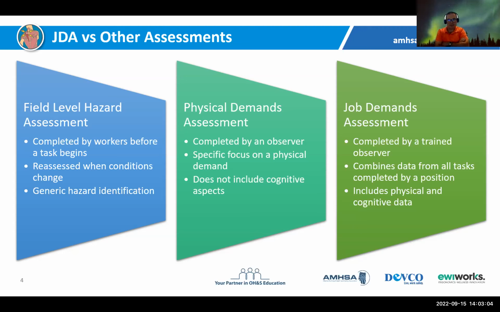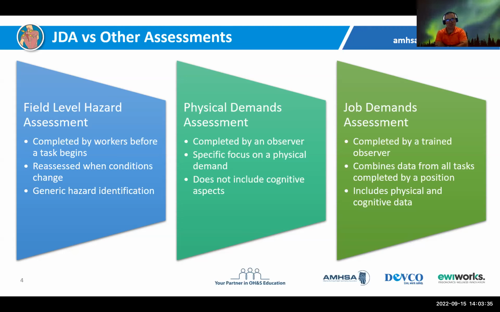A physical demand assessment, some people call a JDA a physical demand assessment. I'm going to make a distinction here between the two. Physical demand assessment usually is looking at a specific task. Usually there's an observer that's kind of watching what they're doing. And sometimes they're used for task improvement or things like that. They don't really include cognitive aspects of a job. And they might not include the broader scope of everything that a worker does.